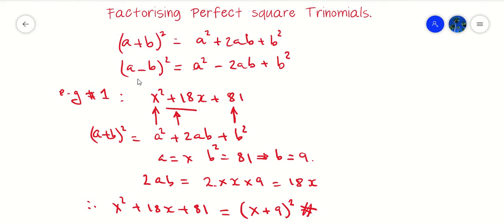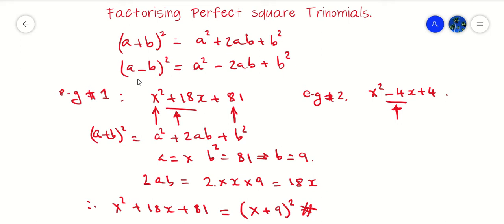Let's do example number 2, or if you want to consider example 1 part B, it is entirely up to you. Let's say we've been given x square minus 4x plus 4, and they say factorize this expression. First of all, I need to look at this expression. The middle term has a negative sign, so I can compare this with a minus b.